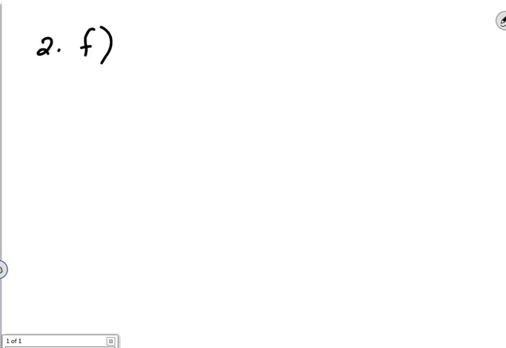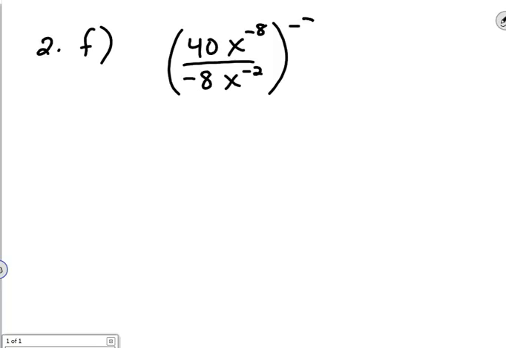All right, so 2f, 40 x to the negative 8th over negative 8x to the negative 2 raised to the negative 3rd power. So again, I suggest simplifying what's in parentheses. So 40 divided by negative 8 is negative 5. X to the negative 8th divided by x to the negative 2, that's the quotient property. We subtract the exponents. Subtracting a negative is the same as adding a positive. So we end up with negative 6 as our exponent. So x to the negative 6th.